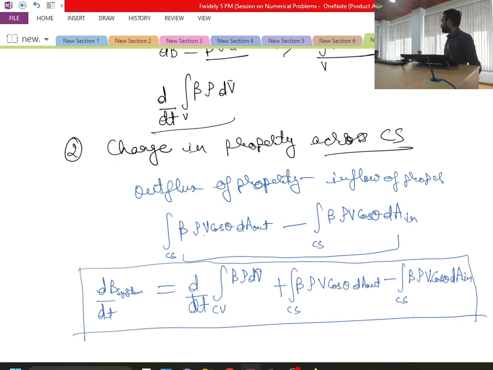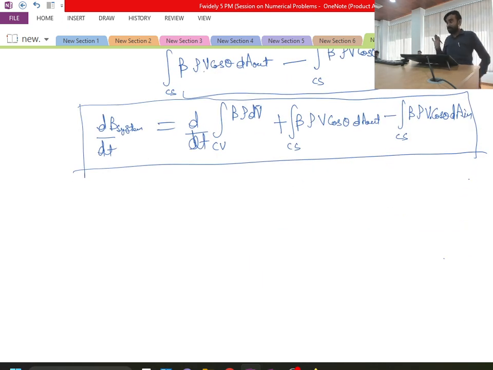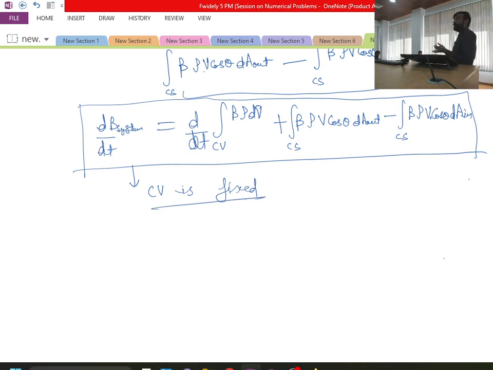Is this one clear? This particular theorem is called the Reynolds transport theorem. But while we have considered this theorem, one simple assumption we have made is that our control volume is fixed. The control volume is not moving. If we have a moving control volume, then the situation will be different, because the fluid will be striking the boundaries of the control surface at relative velocity, not at absolute velocity. Is this point clear?